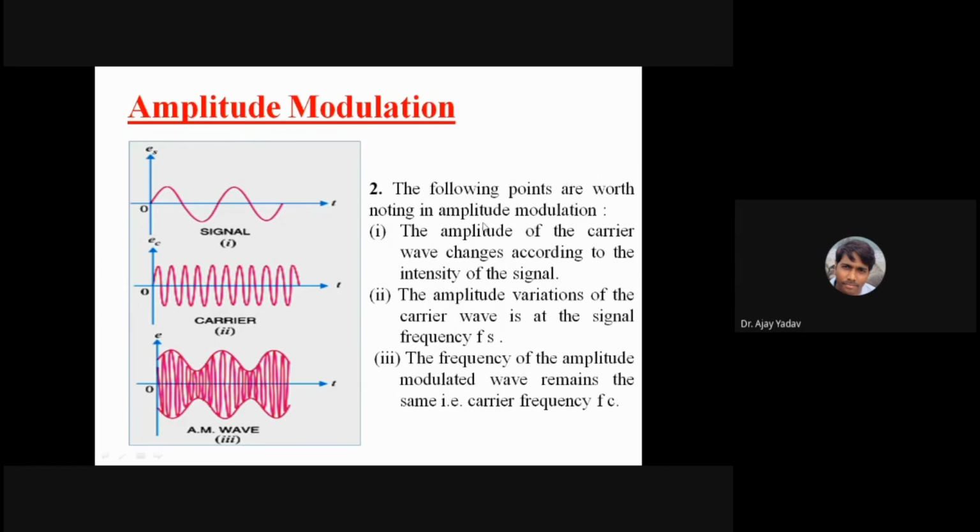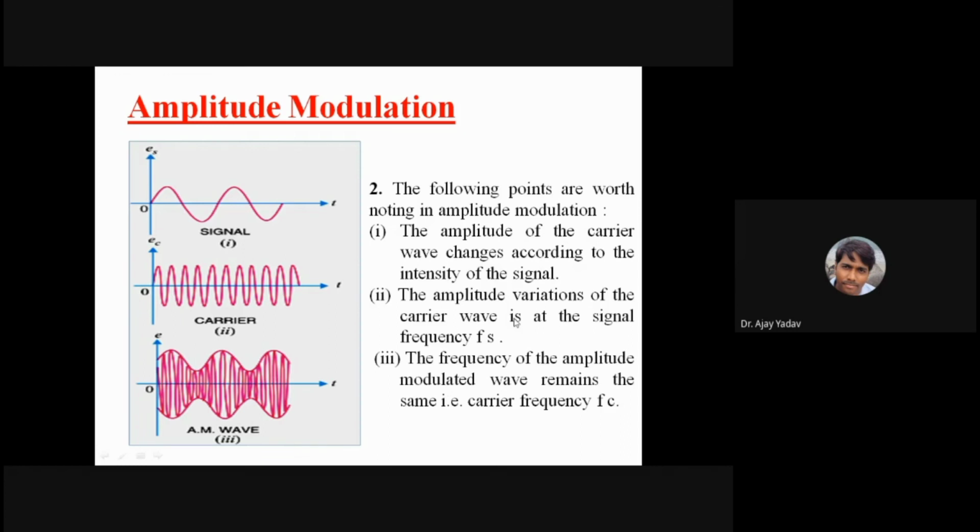So, the following points should be noted down. The amplitude of the carrier wave changes according to the intensity. So, this envelope amplitude I am talking about. The amplitude of the carrier signal changes as per the change in the data signal. This is point number one. Because you see, the carrier signal frequency remains the same, but the amplitude is different. Am I right? Amplitude is maximum where the data signal was maximum. Clear to everyone?